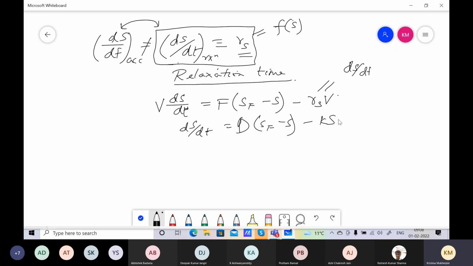In which case, of course, at steady state, the solutions were something which I pointed out to you, right? At steady state, we just get this is equal to this. So very clearly SF upon S is equal to K plus D upon D, right? We just showed that.